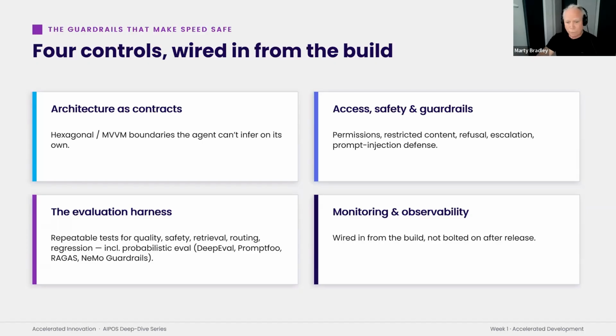And then it's wired in from the build, right? So from the time that you're writing the code, going through a build, these things are constantly running and evaluating, right? So by the time you get to the point where a developer wants to check something in, everything should be done and validated.